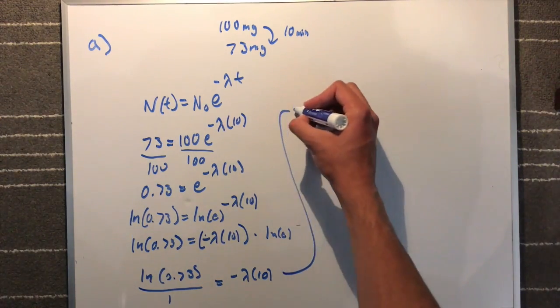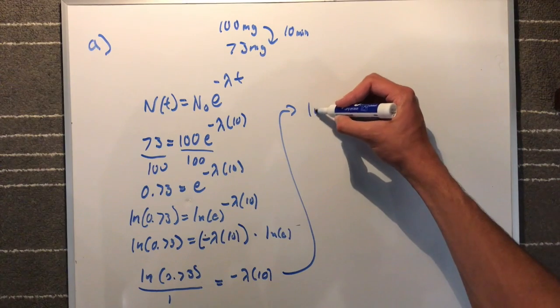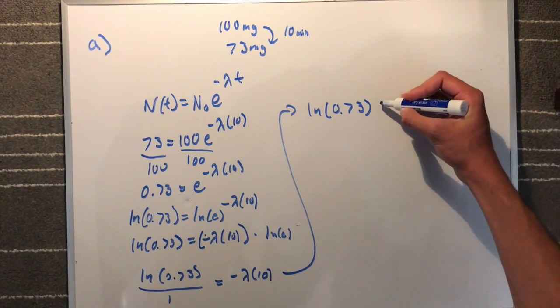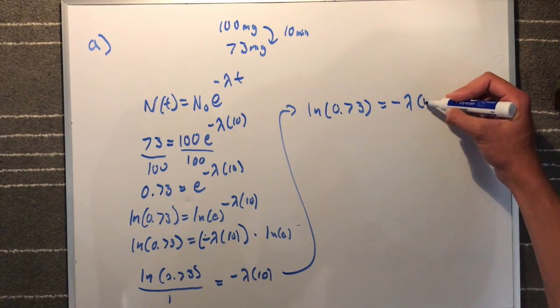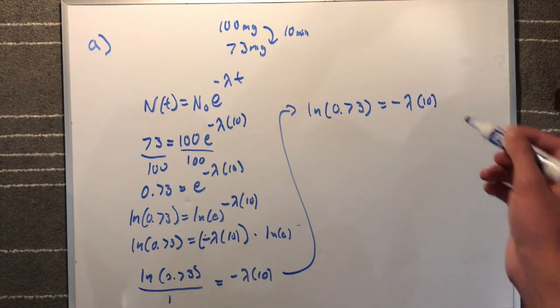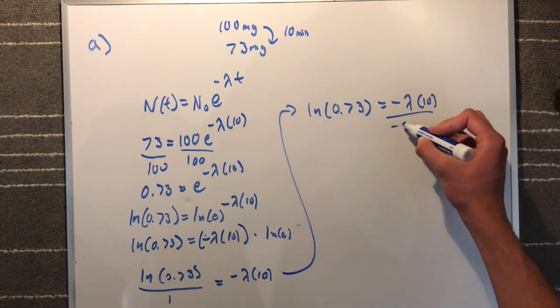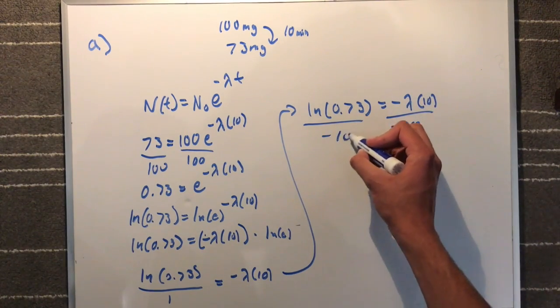I'm just going to bring this up here to give us more space. So now what we're left with is the ln of 0.73, which is equal to the negative disintegration constant times 10. So to get the disintegration constant alone, I'm going to divide by negative 10. And what you do to one side, you have to do to the other. So I'm going to divide here by negative 10 as well.